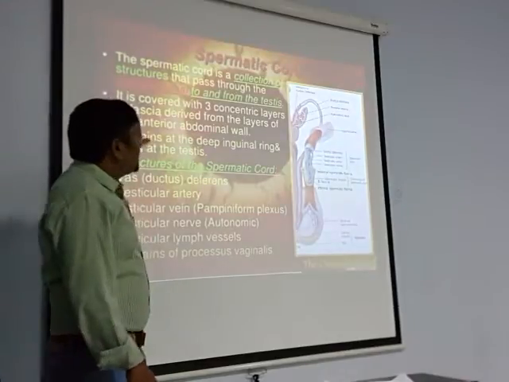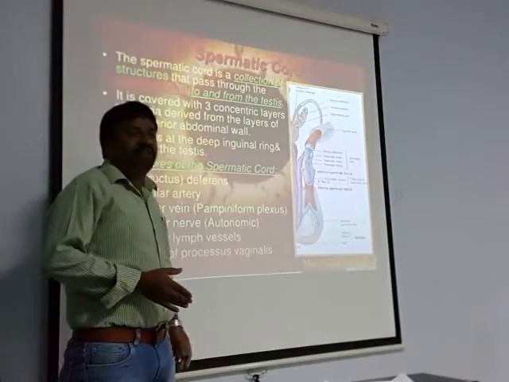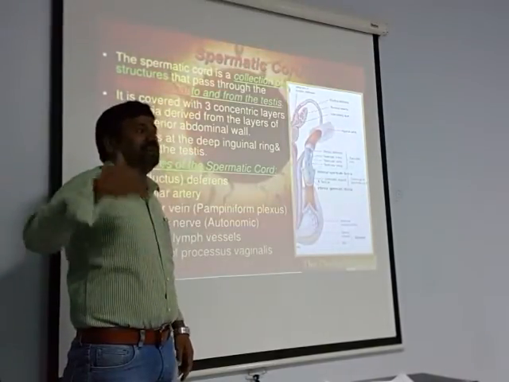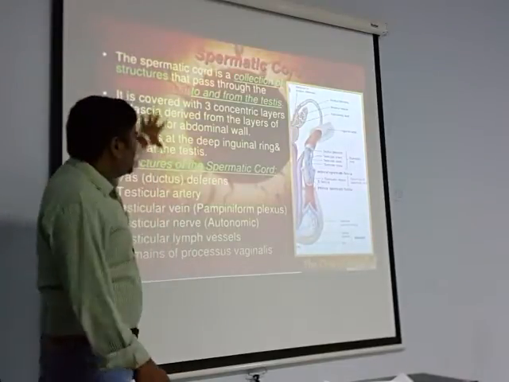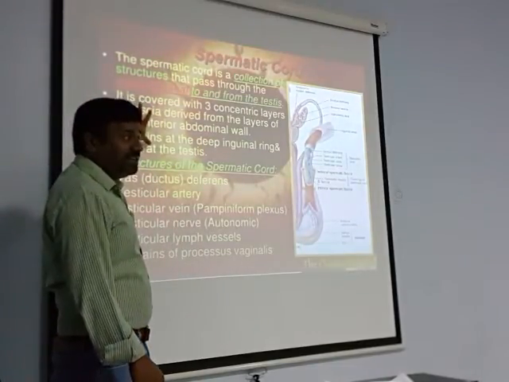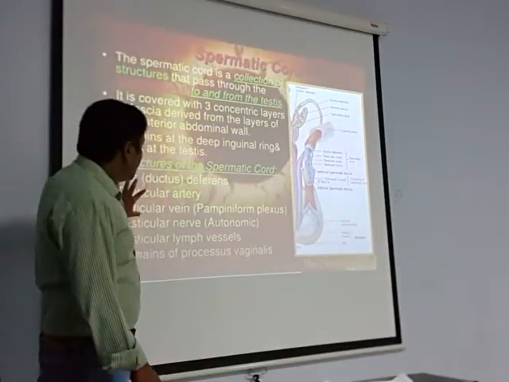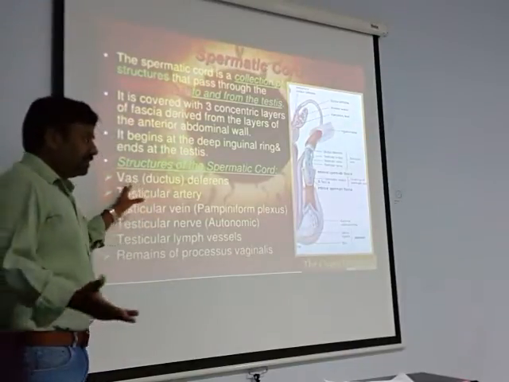So then it is covered by the same layers as I explained: the internal spermatic fascia, the cremasteric fascia, and the external spermatic fascia, and then the skin. Clear? So those are the coverings of the spermatic cord. It is the same for the testis, and the same for the scrotum. And then the structures within the spermatic cord are, as I explained, the same.